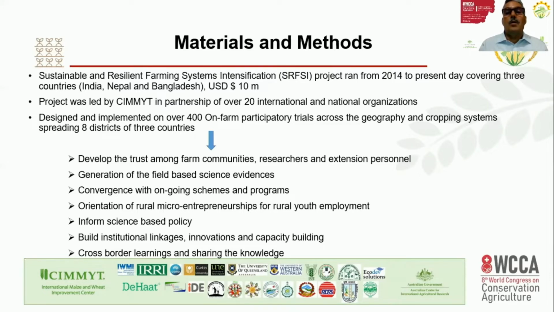It was designed and implemented in over 400 on-farm participatory trials across the geography and cropping systems, spreading across districts of the 3 countries. That led to developing trust among farm communities, researchers, and extension personnel, generation of field-based science evidence, convergence with ongoing schemes and programs of government and the private sector, orientation of rural micro-entrepreneurship for rural youth employment, and informing science-based policy to the policymakers, and building institutional linkages, innovations, and capacity building of a range of stakeholders, and cross-border learnings and sharing of knowledge.